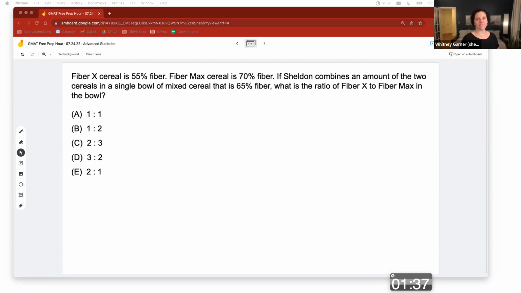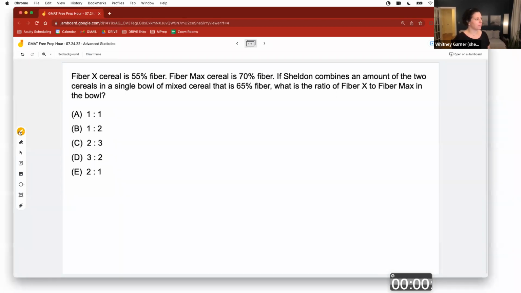Very nice, y'all. Very nice. So I can build out my table or my little system. I've got one kind of cereal that's 55% fiber. That's my fiber X. And I've got fiber max that's 70%. And Sheldon's going to combine the two together in an amount that would land us at 65% fiber.